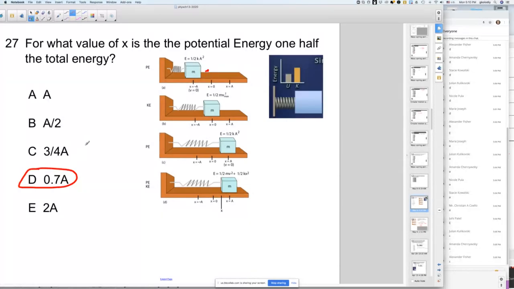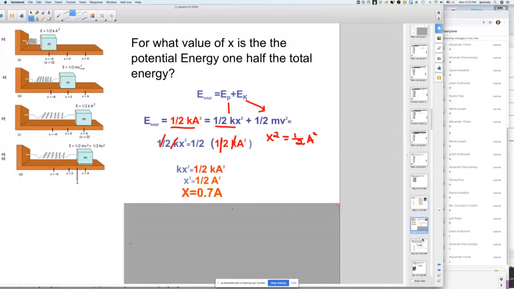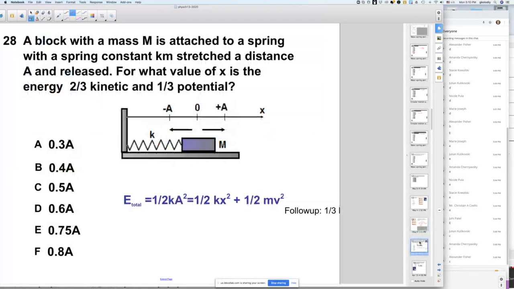I see nobody got it right, so we have to do another problem, right? It's a very similar problem. Maybe you get one on the next test like this with different values, different percentages here. So how about this one here? For what value of x is the energy 2/3 kinetic and 1/3 potential?